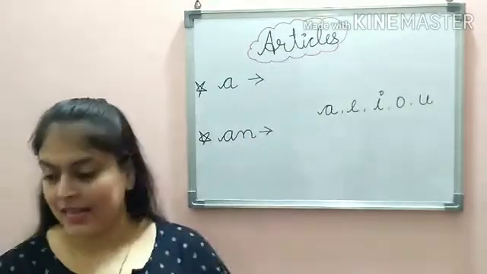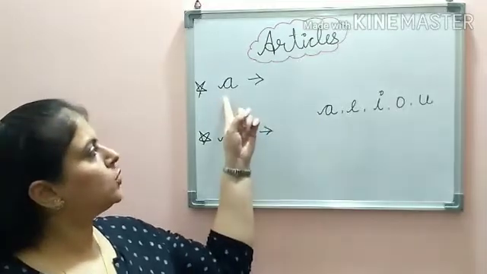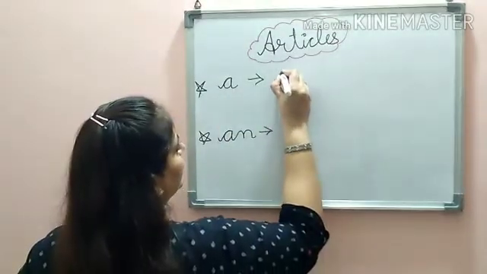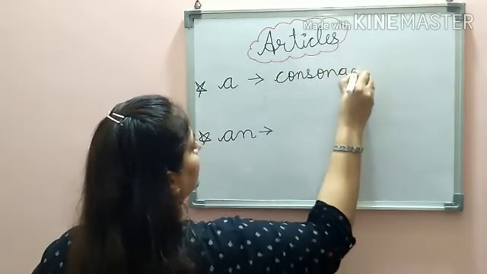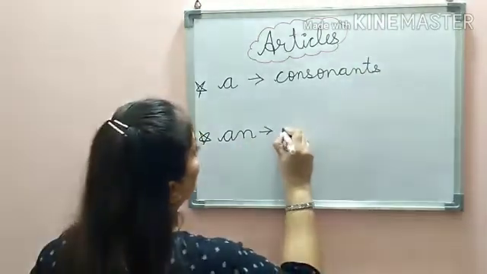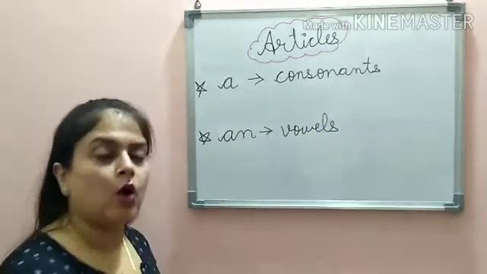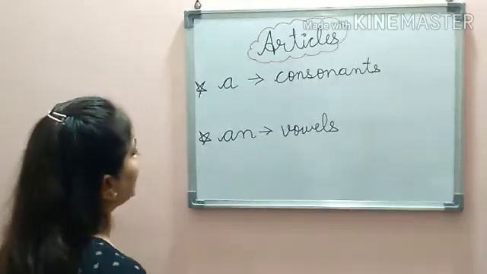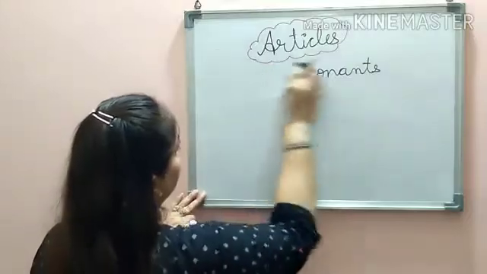We use an. And with rest of the consonants, we use A. So, let me write consonants and an is used with the vowels. And vowels are A, E, I, O, U. Now let us start with a few examples. Then the concept will be clear to you.